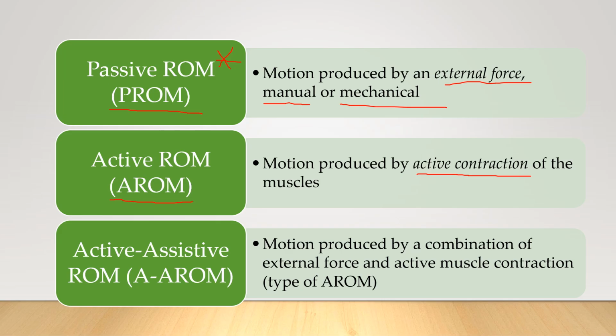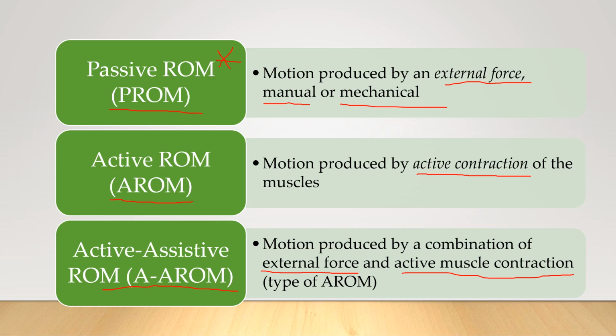And then we also have active assisted range of motion, AAROM. I always think of that as AAROM. If you know what I'm talking about, then you know. But this is motion that's a combination of the two. So we have this external force, maybe by the therapist or like a pulley device for the shoulder, and active muscle contraction.